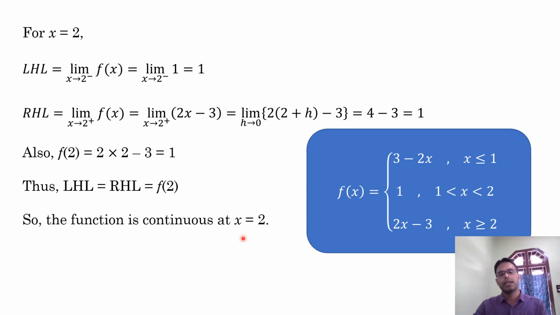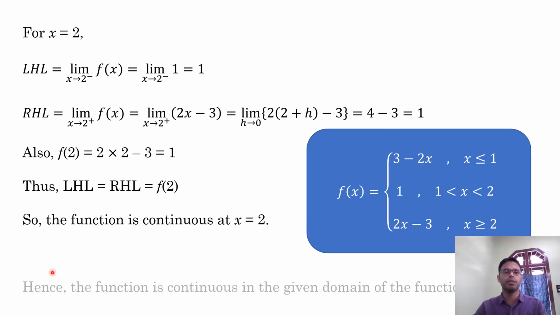So the function is continuous at x is equal to 2. So for our whole function, we have proved it is continuous for less than 1, continuous between 1 and 2, continuous for greater than 2, and at the doubtful points the function is also continuous. So this total function, all over the domain, is a continuous function. The last line you can write like this: hence the function is continuous in the given domain of the function. So this completes the solution of the problem.